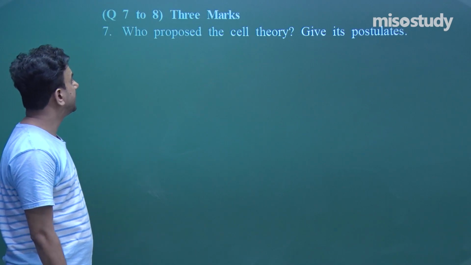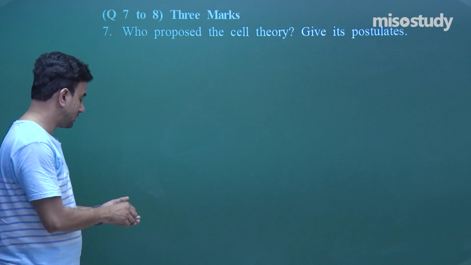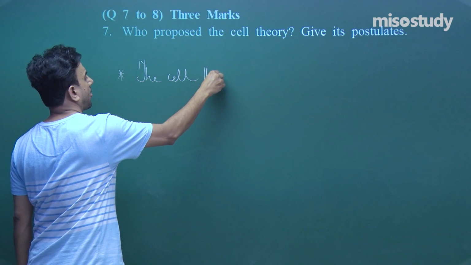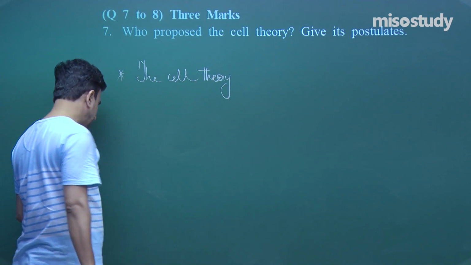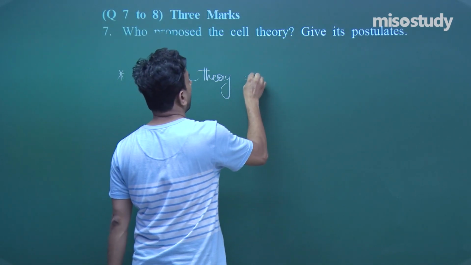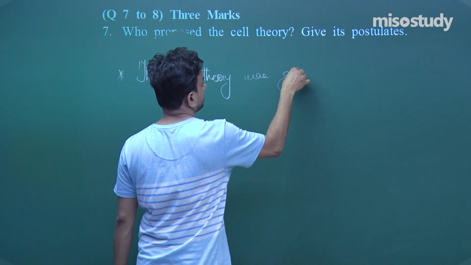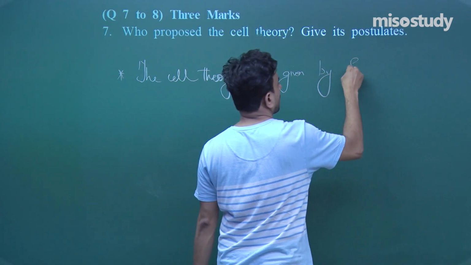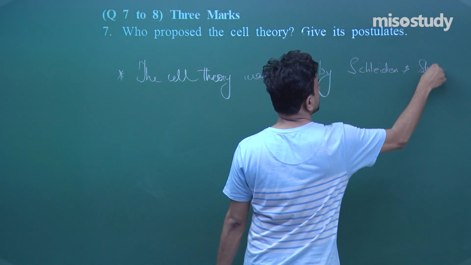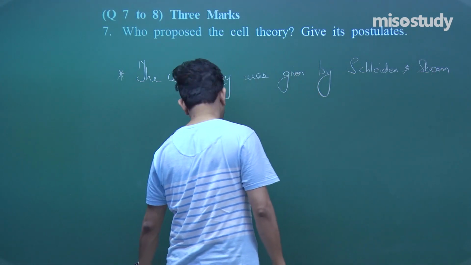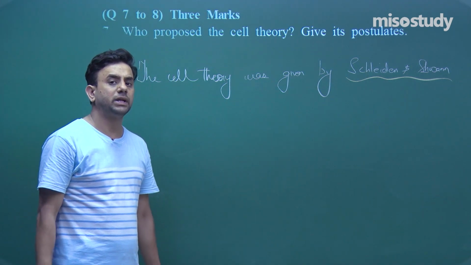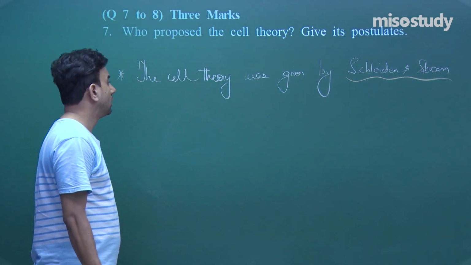Who proposed the cell theory and give its postulates? The cell theory was given by Schleiden and Schwann, and was modified by Rudolf Virchow by the addition of another postulate.